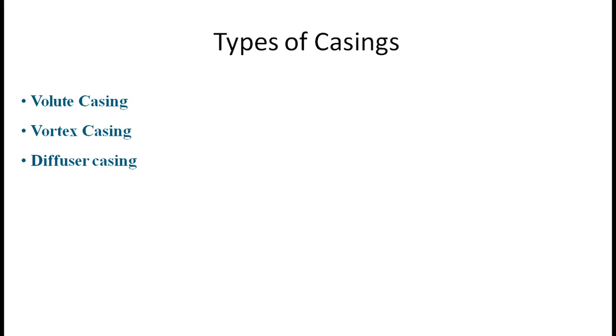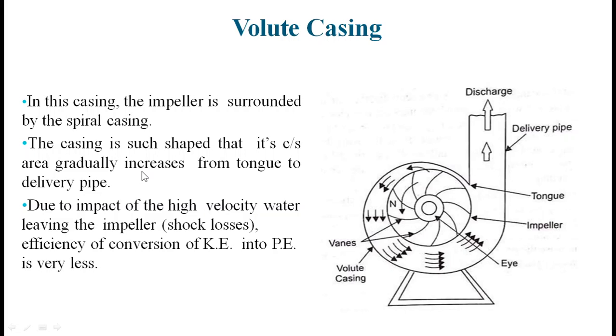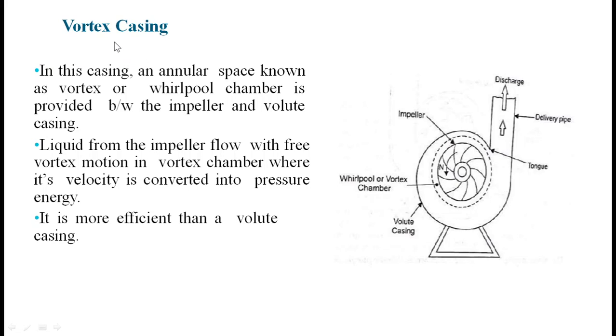There are different types of casing: volute casing, vortex casing, and diffuser casing. In the volute casing, the impeller is surrounded by a spiral casing. The casing is shaped such that its cross-sectional area gradually increases from the tongue to the delivery pipe. Due to the impact of high velocity water leaving the impeller, the efficiency of conversion of kinetic energy into potential energy is very low.